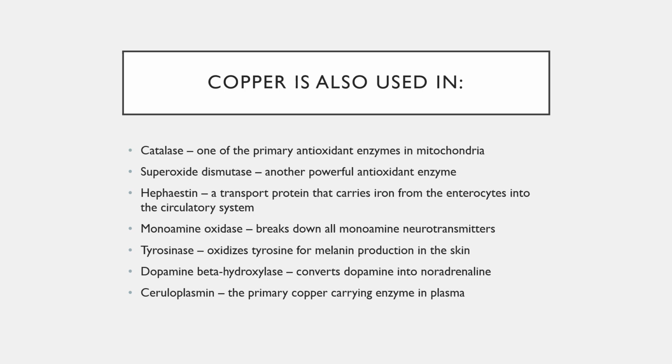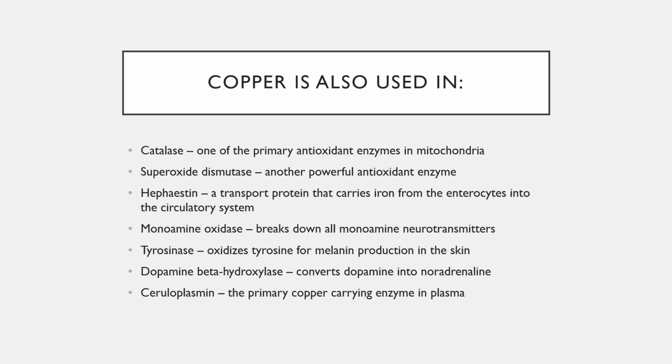Copper is also used in a few different enzymes within the nervous system in the brain. The most notable is probably monoamine oxidase, which is actually the enzyme that breaks down all of the monoamine neurotransmitters. You may have heard of most of these. These are dopamine, serotonin, melatonin, noradrenaline. Without this enzyme, these would really persist in the brain and not really be broken down at all.